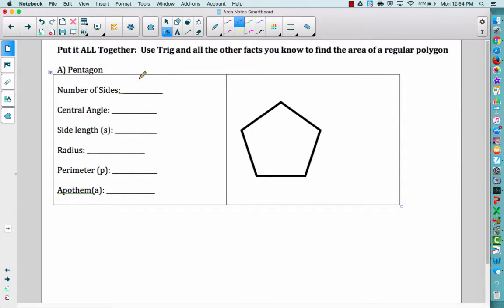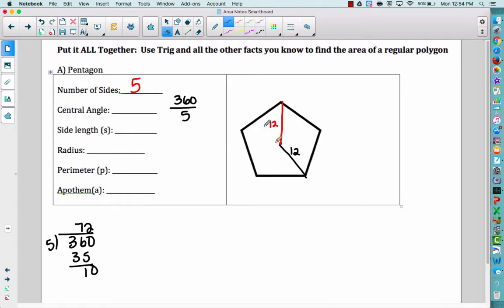I know a Pentagon has 5 sides, and I was given a radius up here. I gave it in a funny location of 12. Because I like to look at things straight up, I'm going to draw the radius over here and make it 12 for myself. Well, I need the central angle. Reminder, to find the central angle, we do 360 divided by 5. So 360 divided by 5 gives me 72 degrees. So now I know that my central angle right here is 72 degrees.